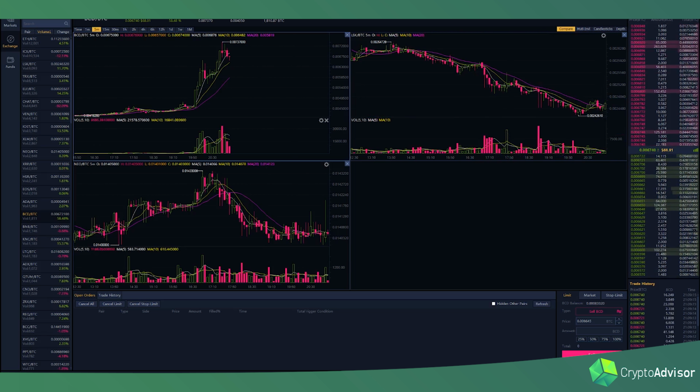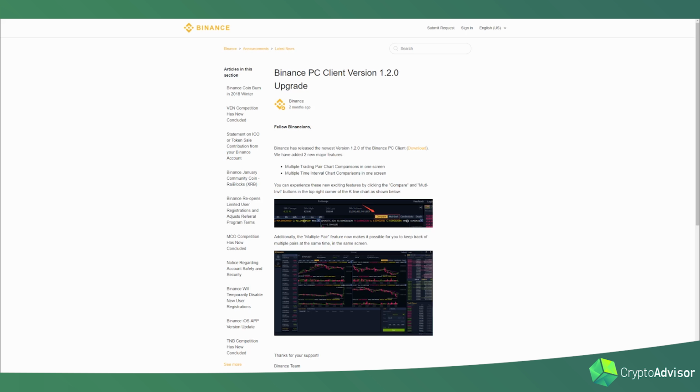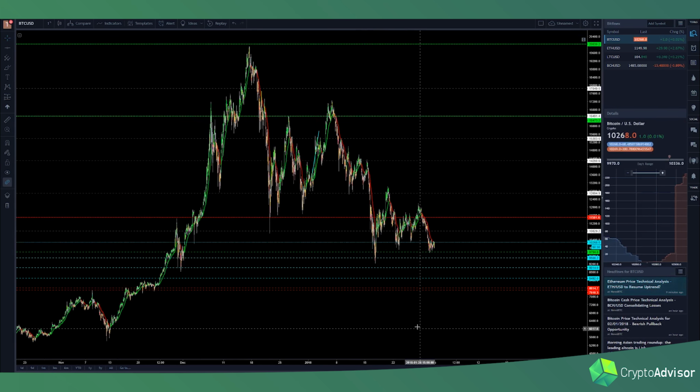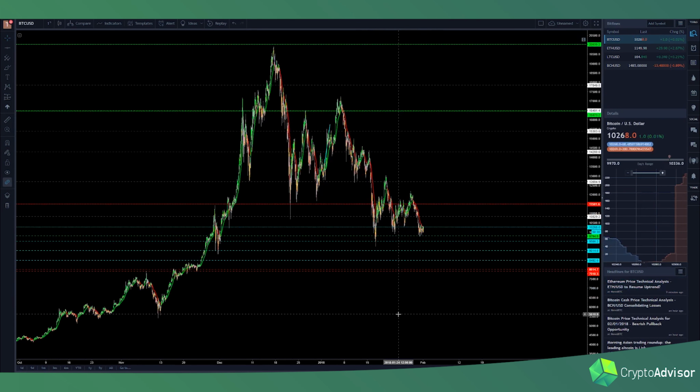But now I'm going to talk about my opinion on Bitcoin and what I think is going to be happening in the next few days. So if we go on TradingView here and look at the Bitcoin chart, we can see a very nice downwards movement.